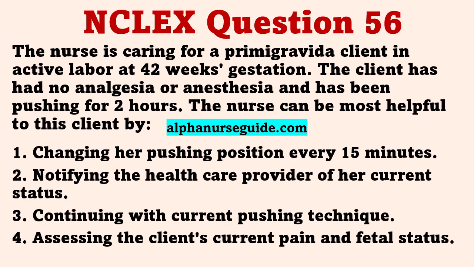The nurse is caring for a primigravida client in active labor at 42 weeks gestation. The client has had no analgesia or anesthesia and has been pushing for 2 hours. The nurse can be most helpful to this client by 1. Changing her pushing position every 15 minutes. 2. Notifying a healthcare provider of her current status. 3. Continuing with current pushing technique. 4. Assessing the client's current pain and fetal status.